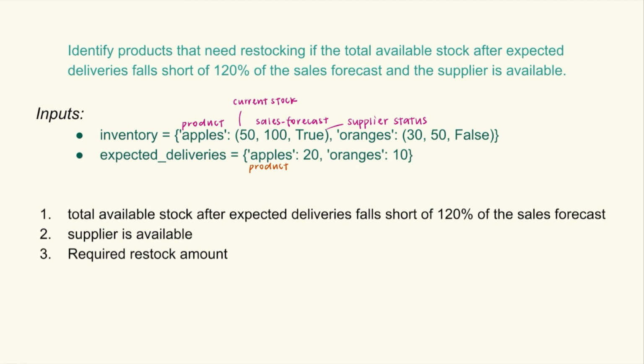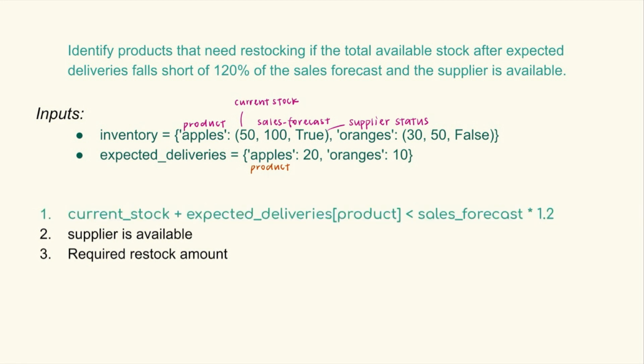We want to see if total available stock after expected deliveries falls short of 120% of the sales forecast. We also need to check if the supplier is available. Under these conditions, we also need to calculate the required restock amount in order to put in our output.